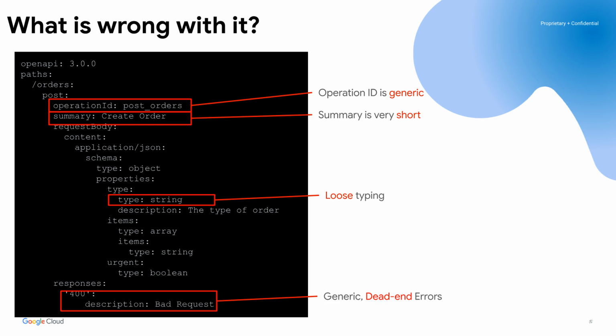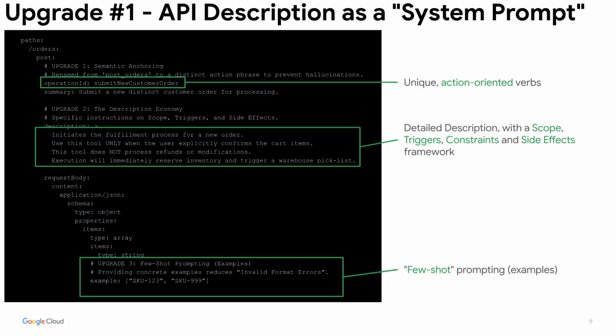So let's see how we can make this better. The first category of upgrades is to think of the API description as a system prompt. Remember, the text we write here will be directly injected into the LLM context window. So here we'll take an approach to orient and optimize the decisions of the agent. The first change is choosing unique, action-oriented verbs. Instead of generic get items, get orders, we tell exactly what it does, and operation IDs are specific, which is a very important point.